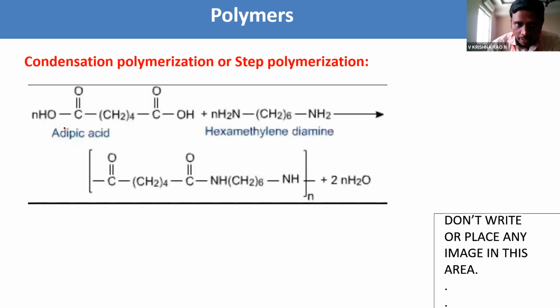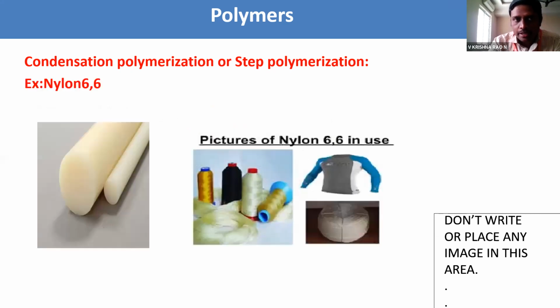See, in condensation polymerization or step polymerization, we are taking adipic acid. Here the removal of H2O takes place. Adipic acid condenses with hexamethylene diamine by loss of 2 moles of water molecules. This is a byproduct. It produces nylon 66. Nylon 66 is the product. This is prepared by condensation polymerization.